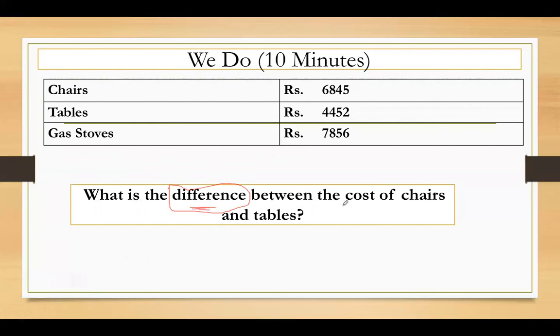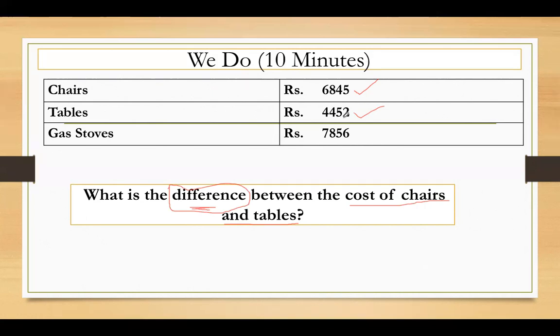So what is the difference between the cost of chairs and tables? If you look at the first here, this is chairs and the cost of chair is 6,845 rupees. And then you look at the cost of tables. The cost of table is 4,452 rupees. Now what is the difference? By looking at the word difference, you might have understood that difference means minus.